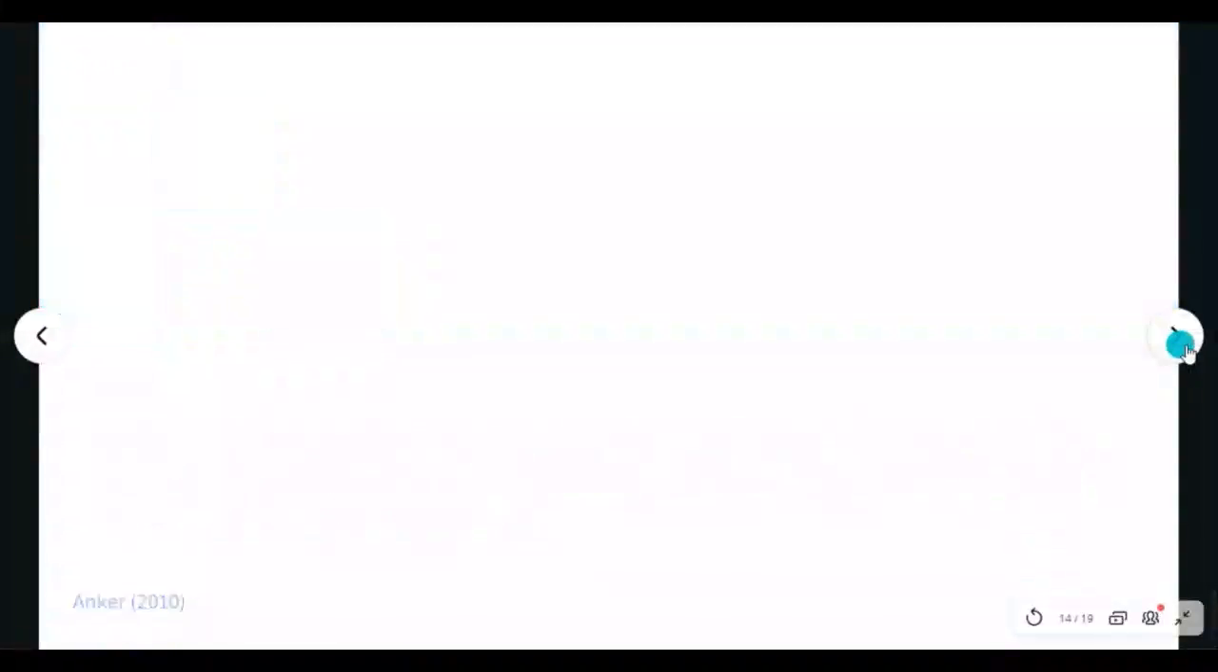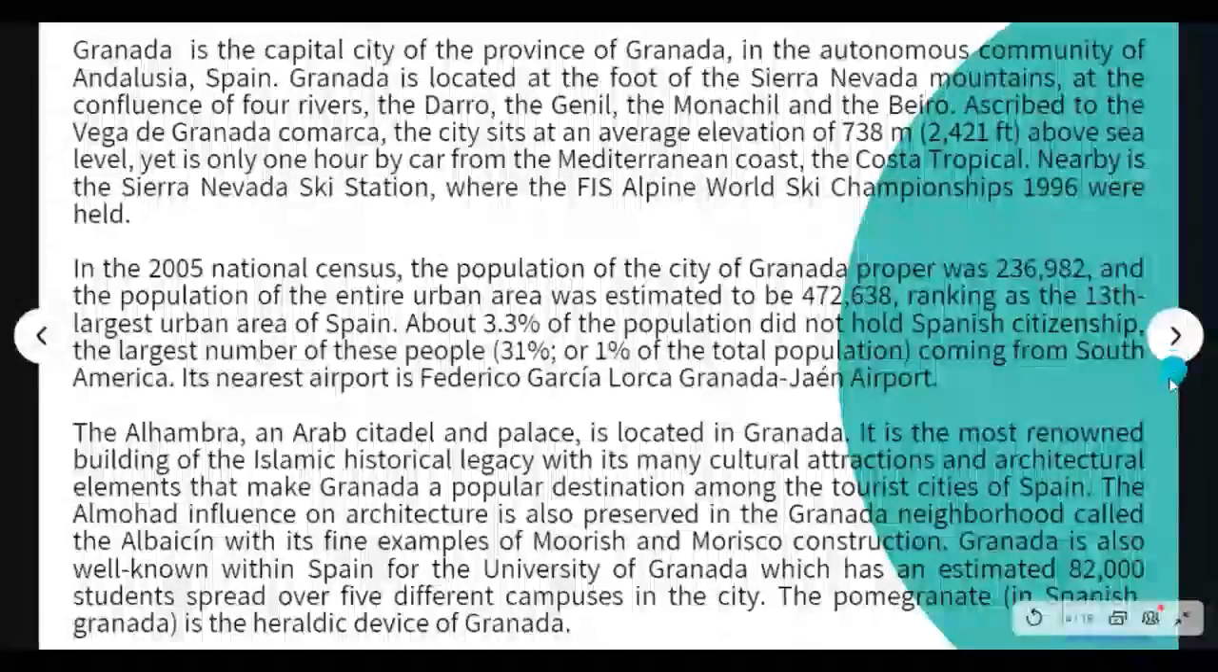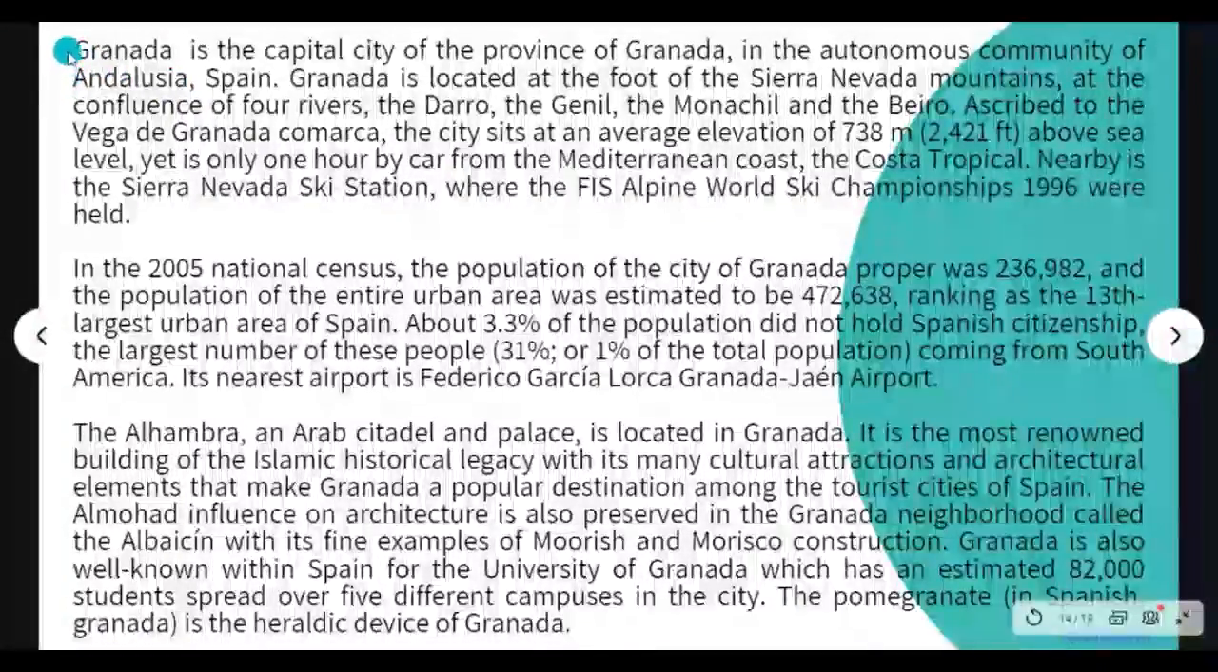So here is an example of description. Granada is the capital city of the province of Granada, in the autonomous community of Andalusia, Spain. Here is the topic sentence, or the main idea of the paragraph.